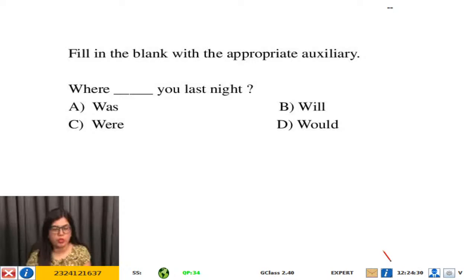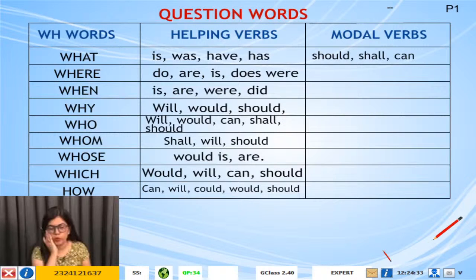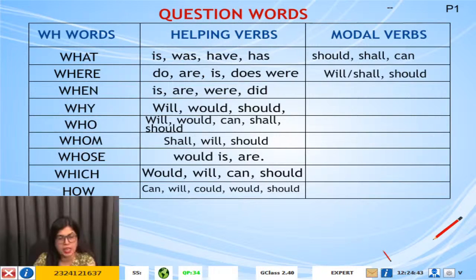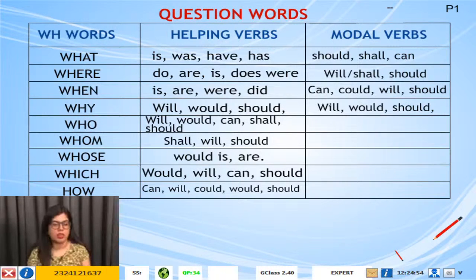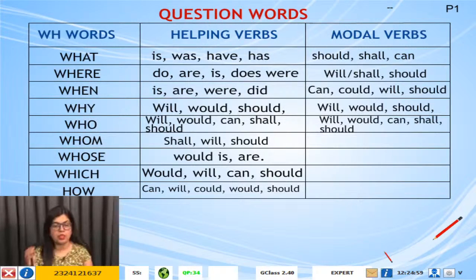For the first question word what, we can use modal verbs such as should, shall, and can. Then will or shall and should can be used with where. Can, could, will, should can be used with when. Then will, would, should can be used with why. Will, would, can, shall, should can be used with who. Shall, will, should can be used with whom.